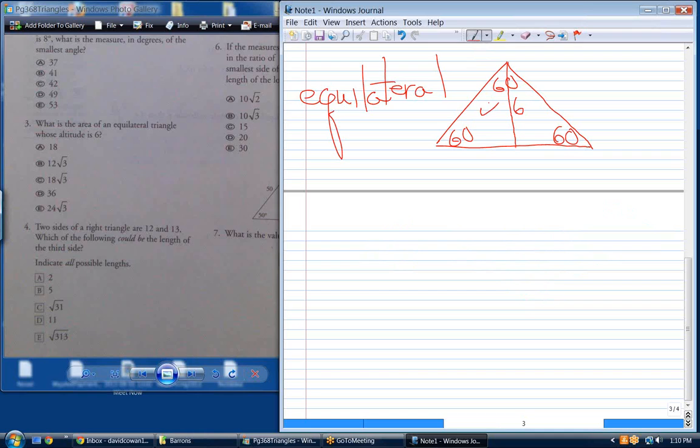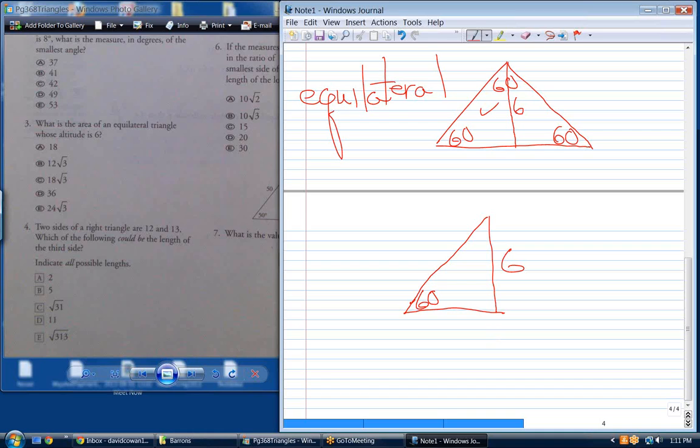Let's look at this triangle on the left. Give me the angles of this triangle. I know that's 60, and I know that's 6. We need to figure out the measurements of the rest of it in order to be able to use the area of a triangle formula, which is 1/2 base times height. Well, we know the height.